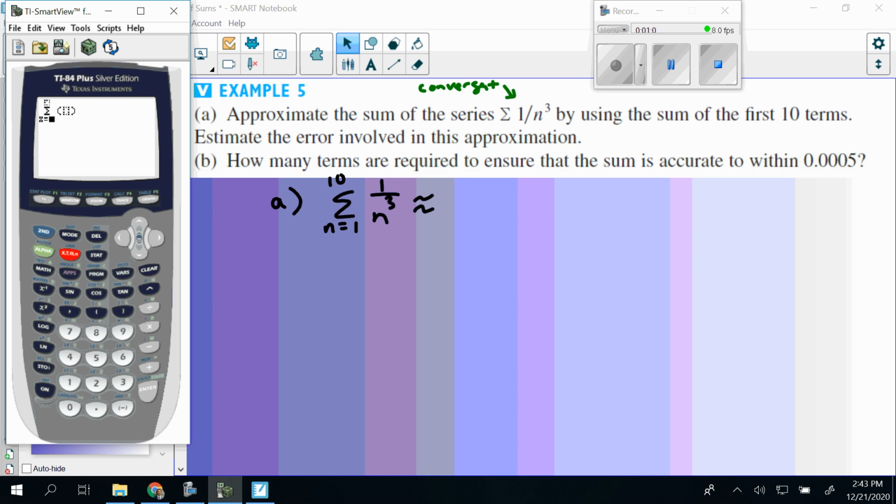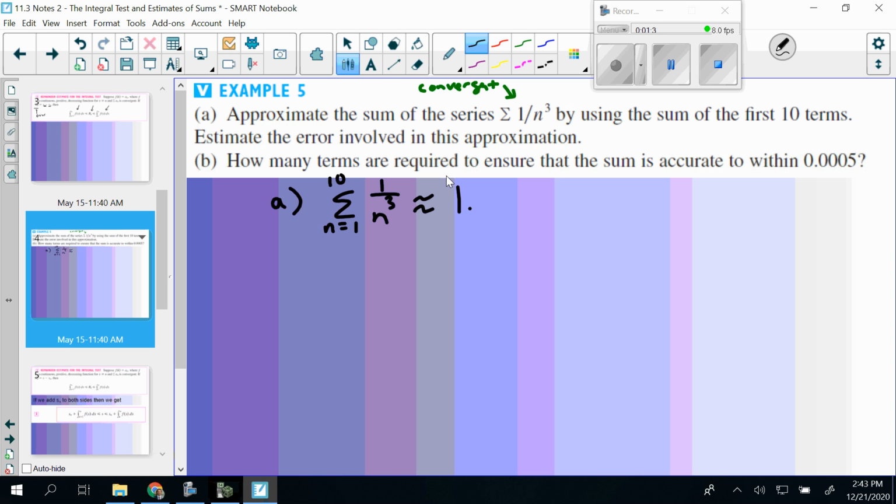So hit your variable key. I'm in function mode, so put x. If you're in series mode, it should put n in there. It doesn't matter. Do 1, and then hit your up arrow to put your upper number in of 10, and then hit the right arrow key to put in your series, 1 over x cubed. And if we hit enter now, it should give us the sum of these first 10 terms. So the approximation here is that it's equal to 1.753.